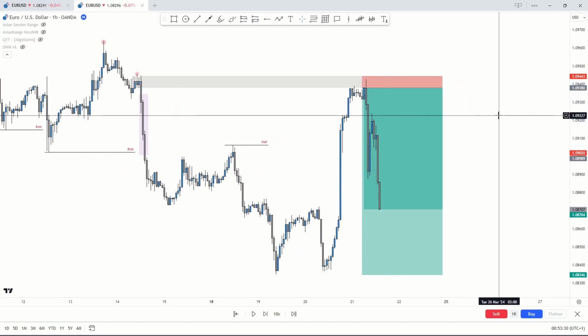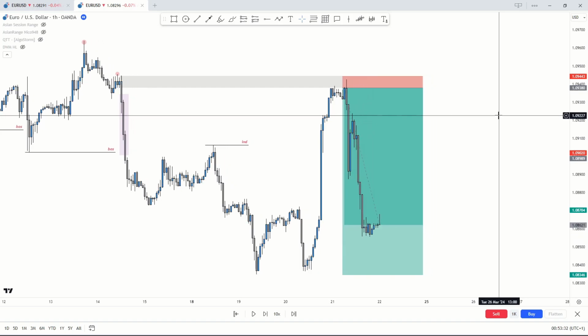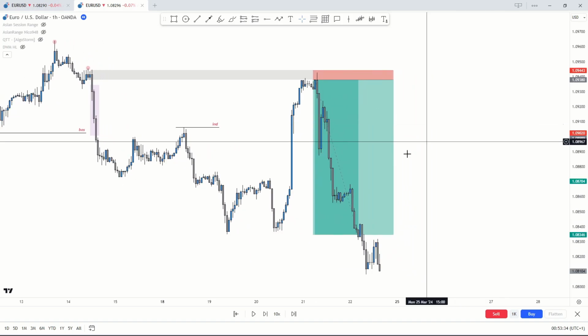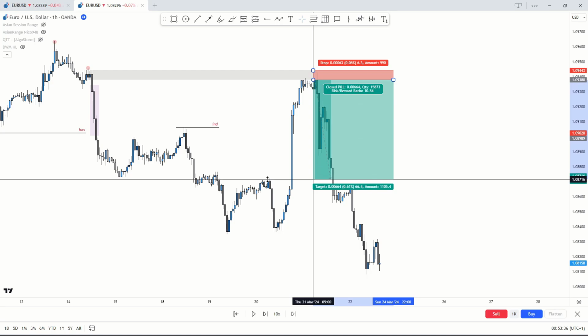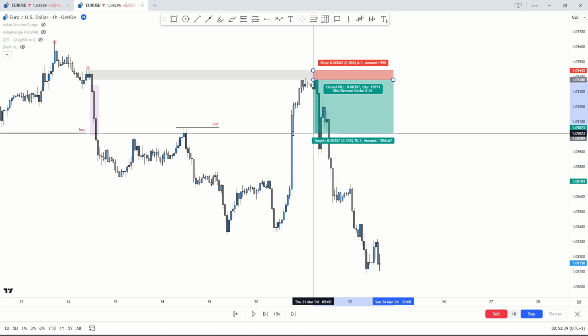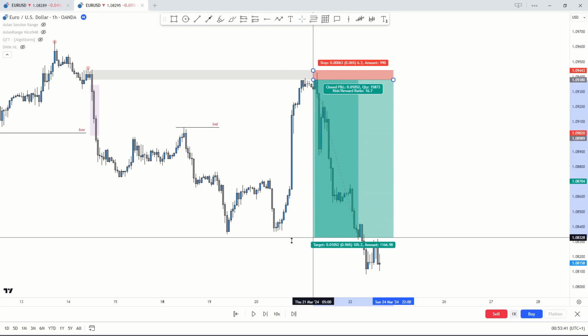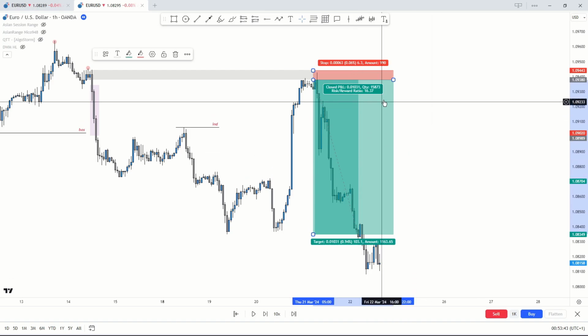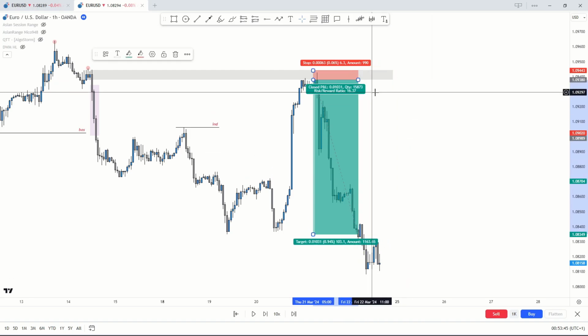So there you go, price tags this in and instantly starts melting all the way down to our TP. If you TP'd here, you got 1 to 10. If you TP'd all the way early over here, 1 to 5. If you went over here, 1 to 16. The more RR, the better, right?